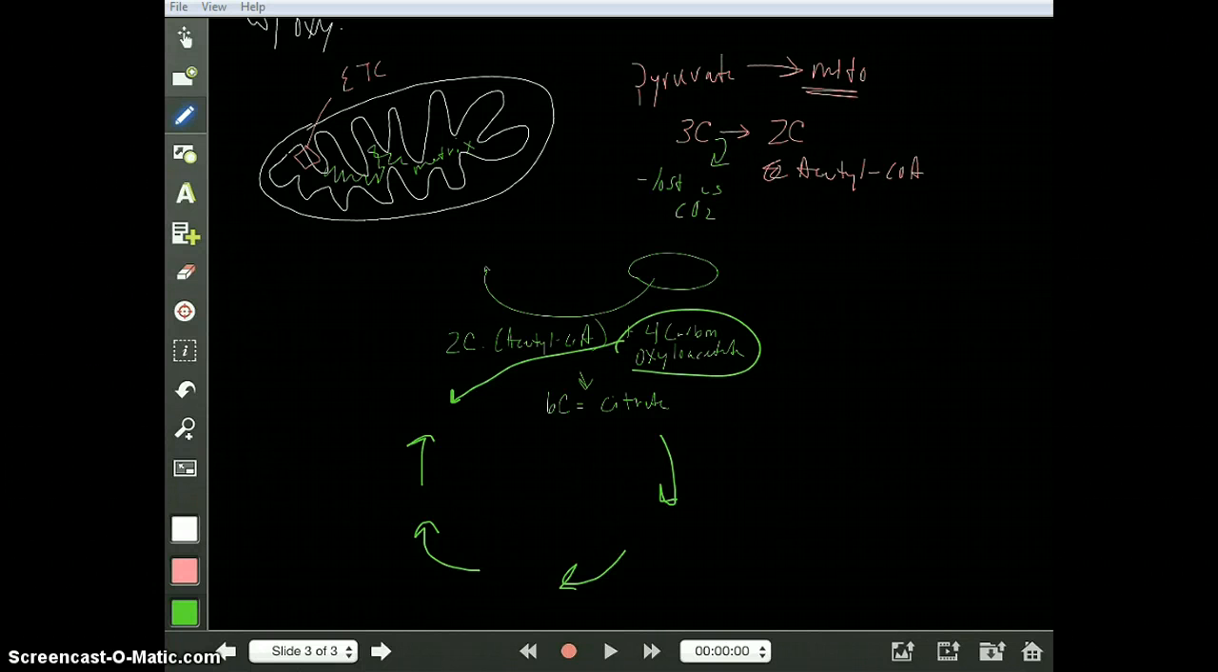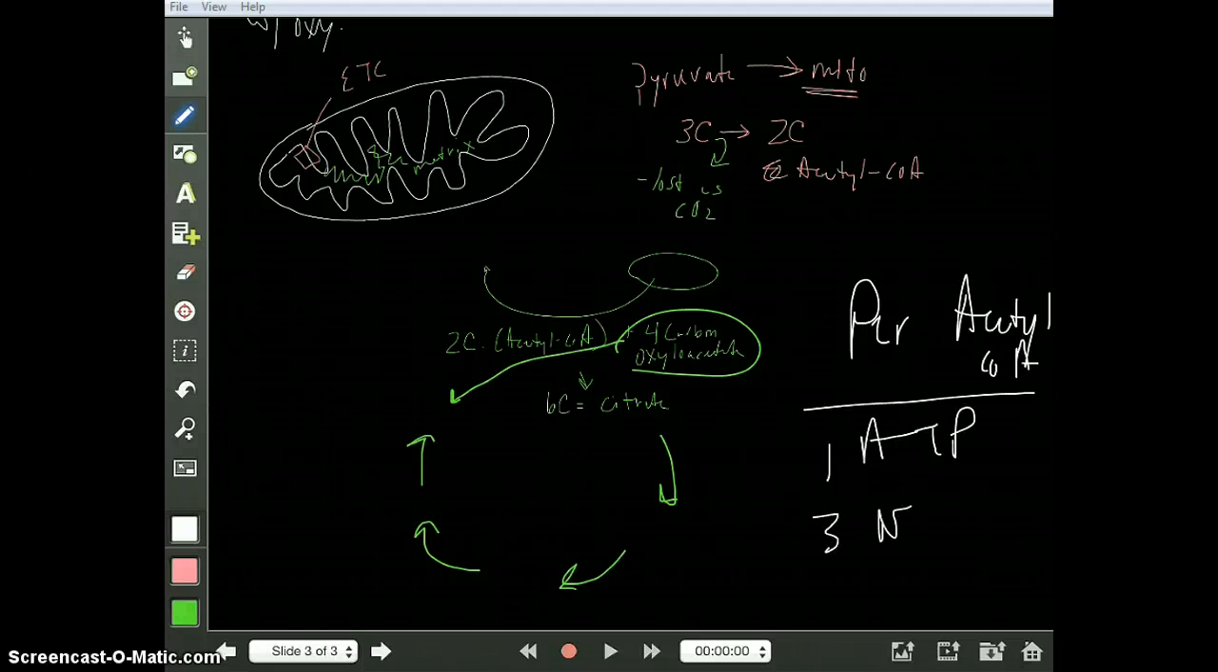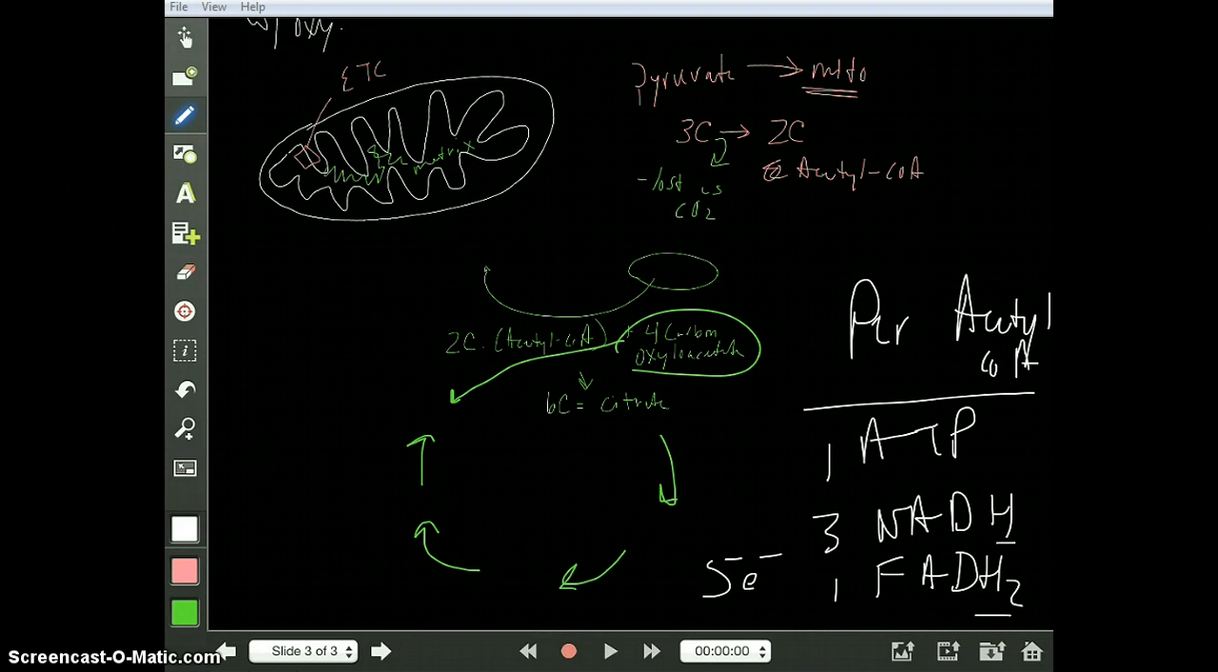In the process, for each acetyl-CoA, I get 1 ATP, 3 NADHs, and 1 FADH2, the reduced form. So I have a total of 5 electron carriers for an acetyl-CoA and 1 ATP. Now, how many acetyl-CoAs are there? There are 2 of them. So we can double all our things. We would have 2 ATP, 6 NADHs, and 2 FADH2s.